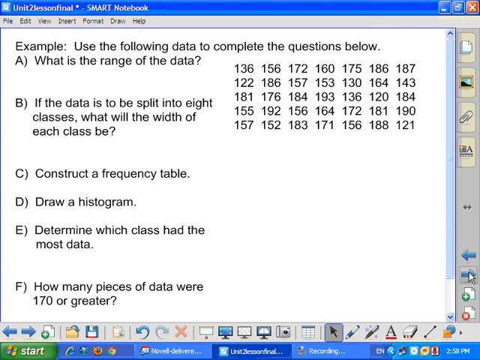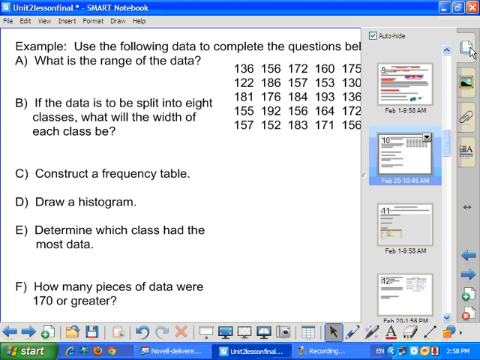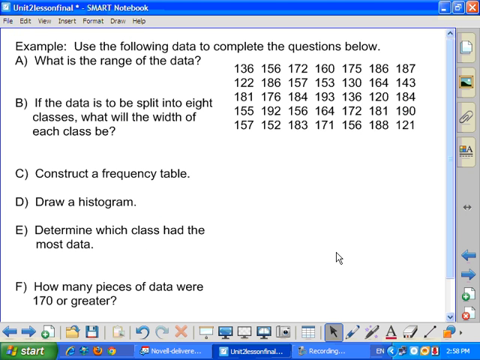Let's take a look at the example that I've got set up. Using the data given, what's the range of the data? We have to look for the biggest and smallest number. When I scan through, I see a 122. I'm going to look for the smallest first, something to beat 122, and scan. Oh, I got a 120. So that 122 is no longer the smallest. 120 is my smallest.